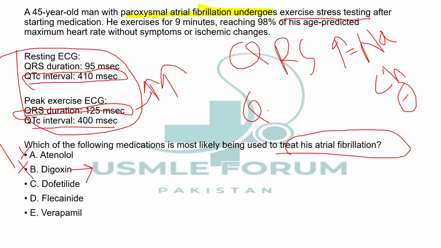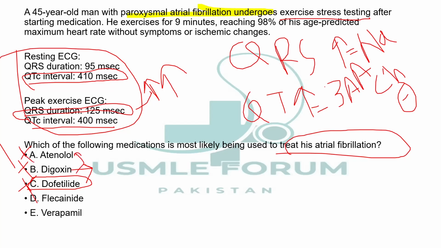and QT prolongation depends on the class 3 antiarrhythmics, which are dofetilide and amiodarone. We can see that QT prolongation is not here, so this is the wrong answer. Atenolol does not block sodium channels. Digoxin does not block sodium channels. So both of these are wrong answers.